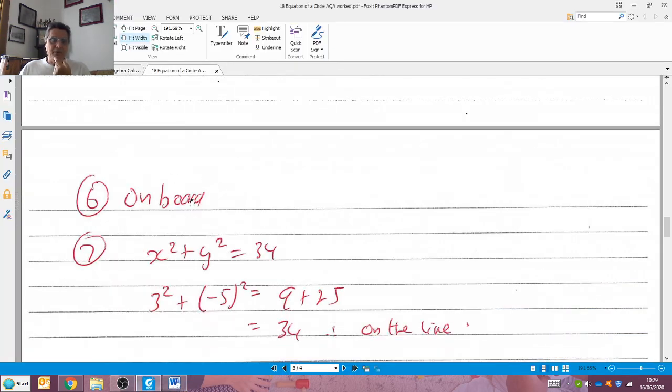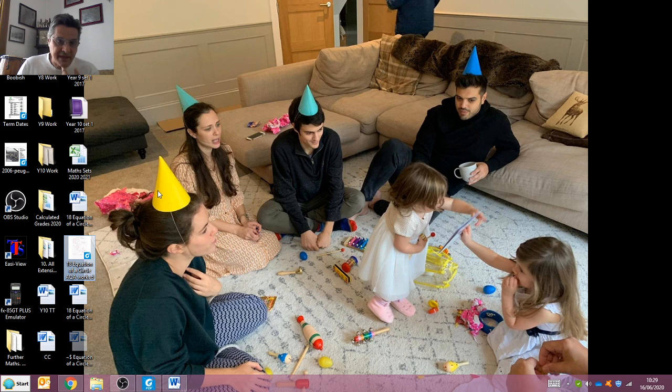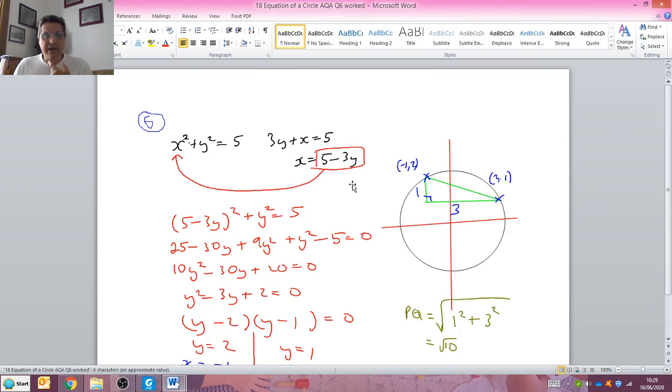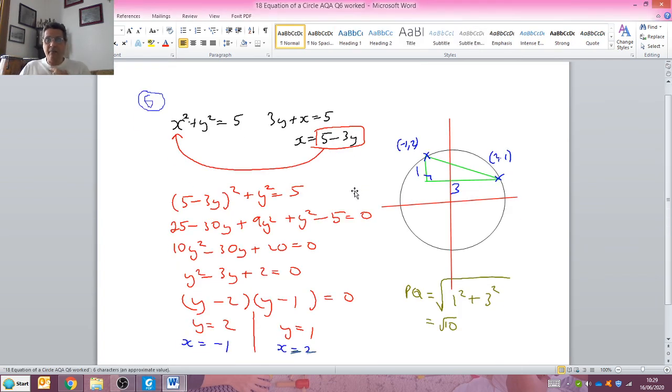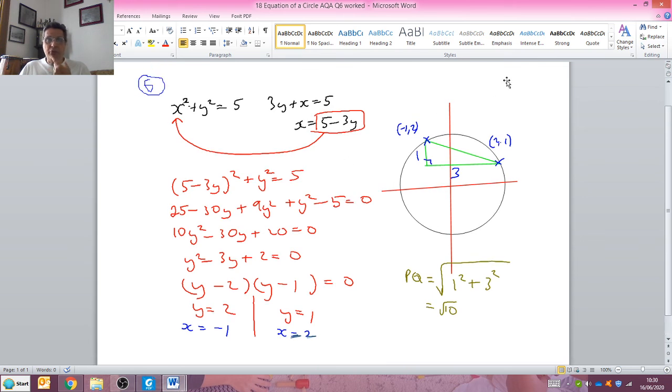All right, so it says on the board. So on the board means I did it as a separate document because I couldn't fit it here. So that's going to be that one, I think. Yeah, question 6. And here it is on the board. Yeah, it's on our Mimeo board at school, but I've got it as a separate document, screenshot, put into Word. So listen carefully now, this is really tough.